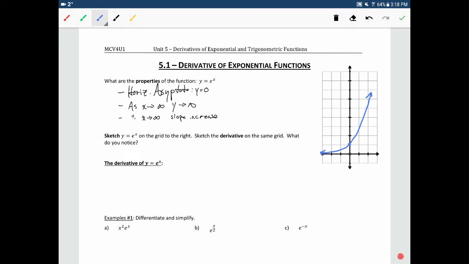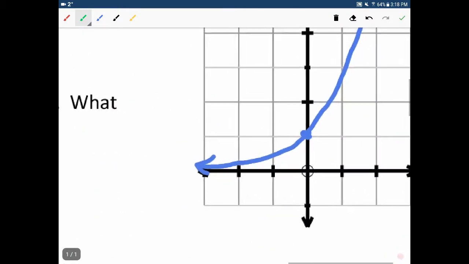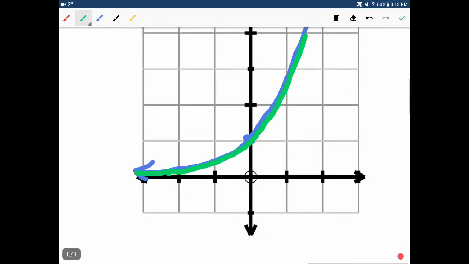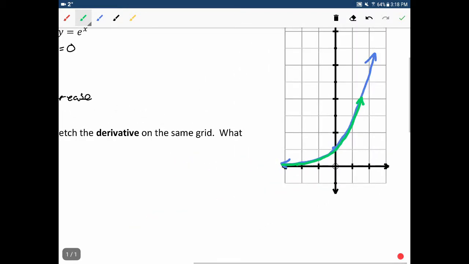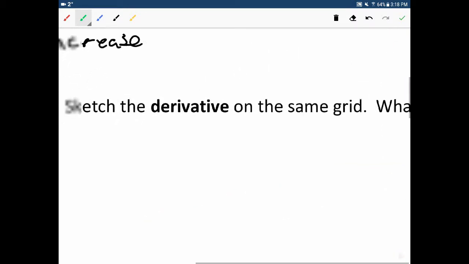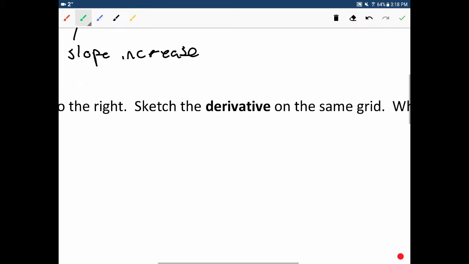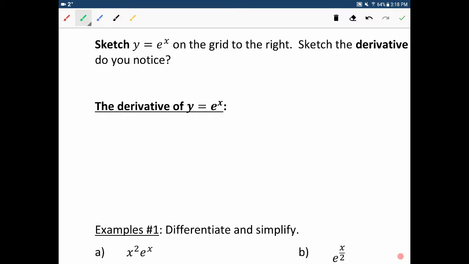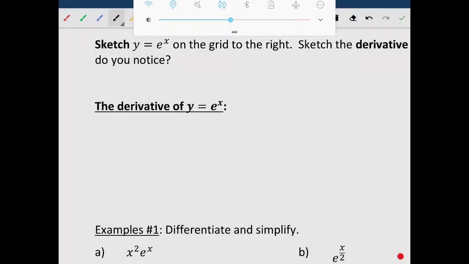The significance here is that if we were to sketch the derivative, and I'll do this in green here, this is getting closer and closer to 0, so the slope is also getting closer and closer to 0. And as it gets steeper and steeper, the derivative is also obviously going to get steeper and steeper. And what you'll notice is that the two graphs are actually identical. That's what's so neat about e to the power of x: the derivative of e to the power of x is just e to the power of x.